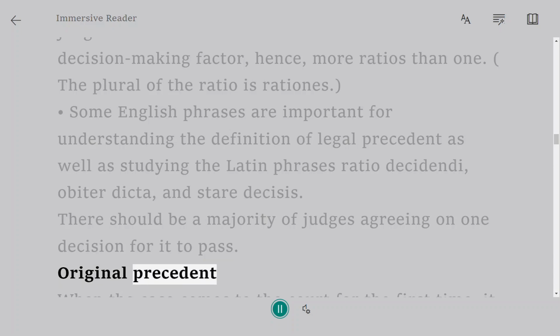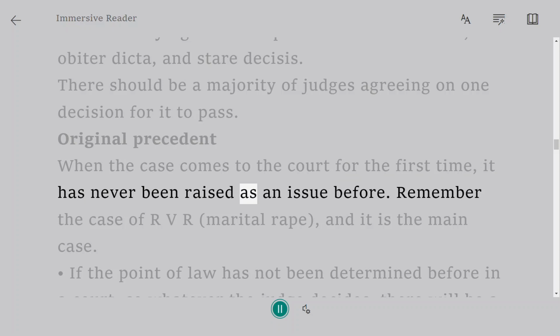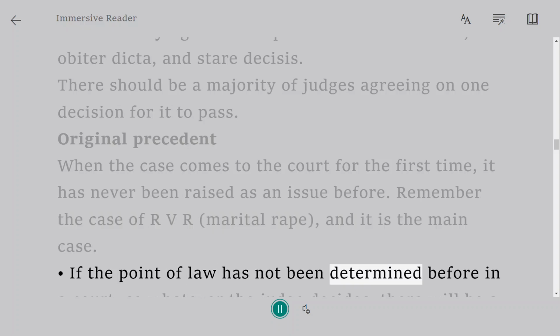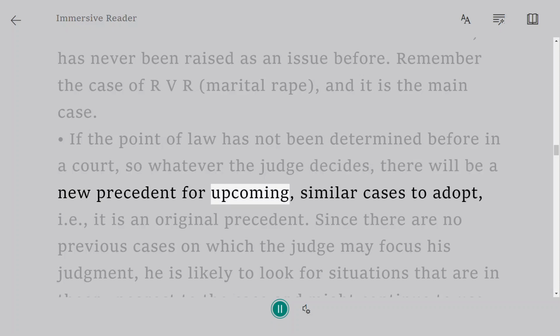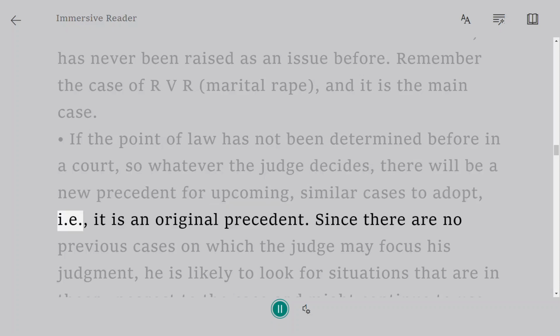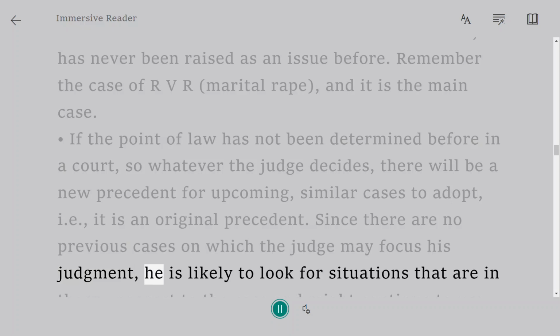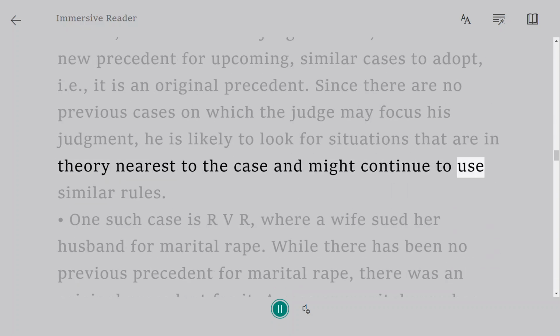Original precedent. When the case comes to the court for the first time, it has never been raised as an issue before. Remember the case of R v R, marital rape, which is the main case. If the point of law has not been determined before in a court, whatever the judge decides will be a new precedent for upcoming, similar cases to adopt, i.e., it is an original precedent. Since there are no previous cases on which the judge may base his judgment, he is likely to look for situations that are in theory nearest to the case and might continue to use similar rules.